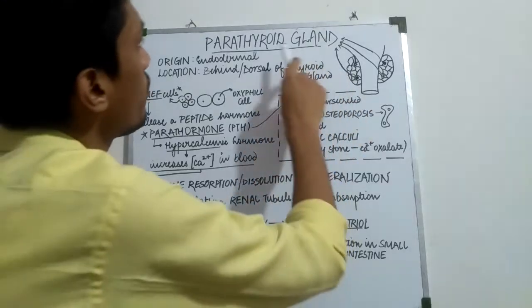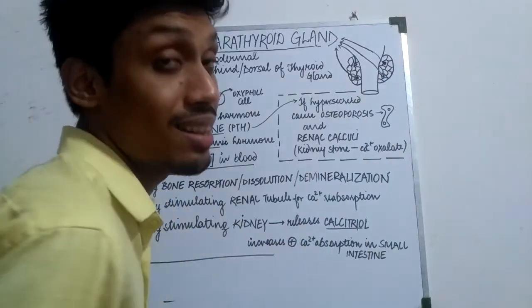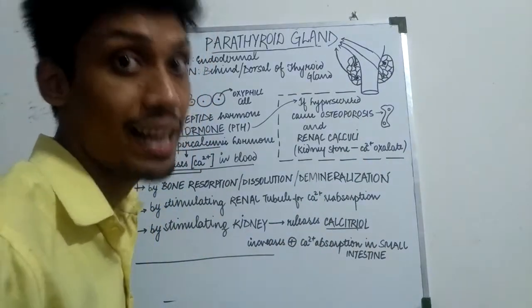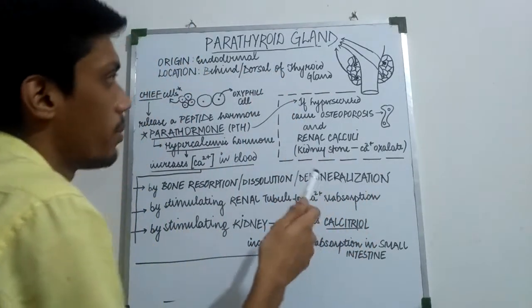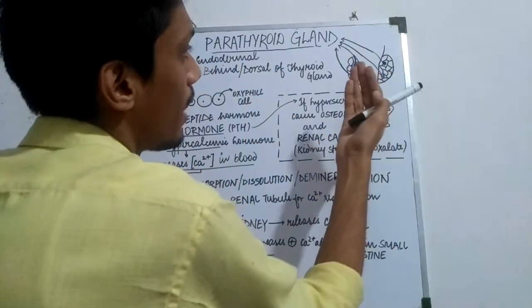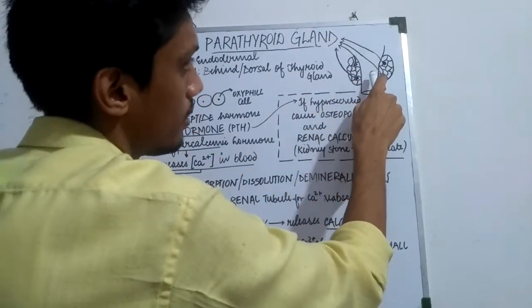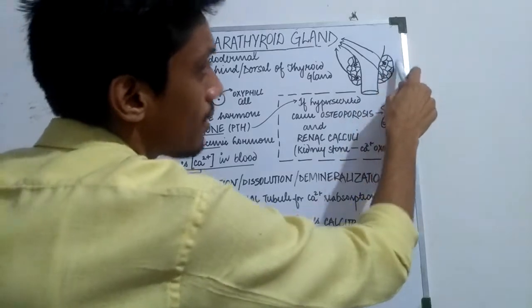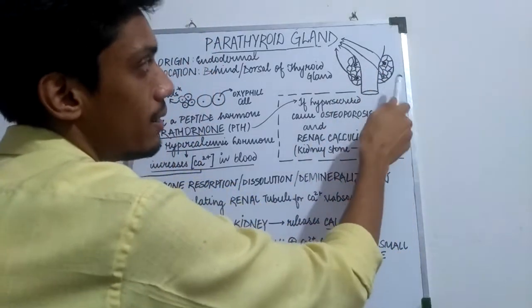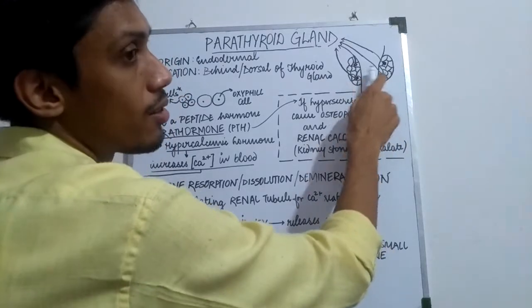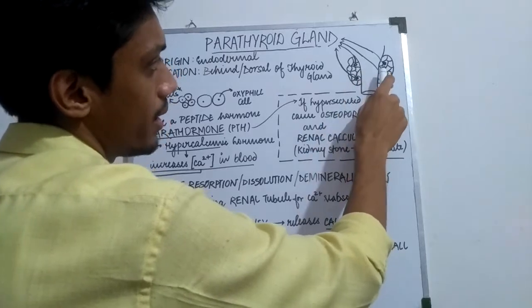The location of the parathyroid gland is at the back side of the thyroid gland. That's why it has been named parathyroid, because it is at the dorsal side of the thyroid gland. This is the dorsal side, this is the trachea, the windpipe, and this is the thyroid gland. These are the two lobes of the thyroid gland on either side. The thyroid gland is not connected at the dorsal, back side.